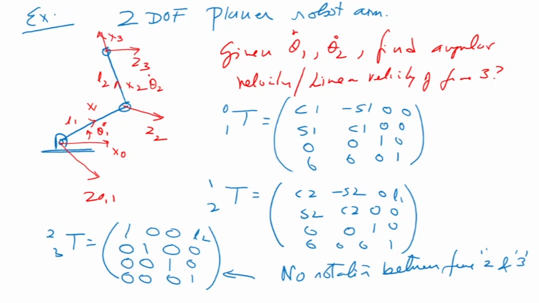Okay, so now let's apply these two equations. Before I apply the equations, let me just write them down so that we don't forget them. The first equation was omega i plus 1 is equal to i plus 1 R i into omega i plus theta dot i plus 1 into Z i plus 1. So this is showing the direction. Okay, that's my first equation.